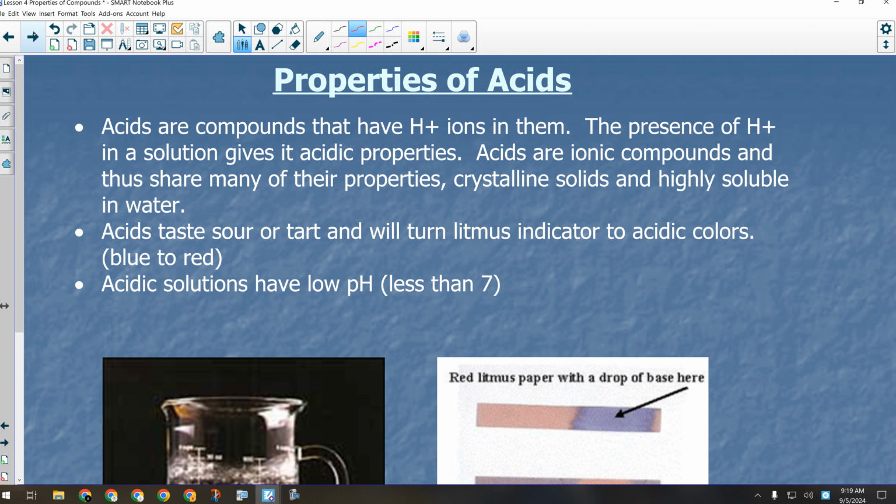Now, acids. Okay, we got to talk about acids and bases here. Okay, there are strong acids and weak acids, and there are strong bases and weak bases. Okay, strong acids are ionic compounds where hydrogen acts as the metal. Okay, so acids are compounds that have hydrogen plus ions in them. Okay, that means an ionic compound with hydrogen acting as a metal.